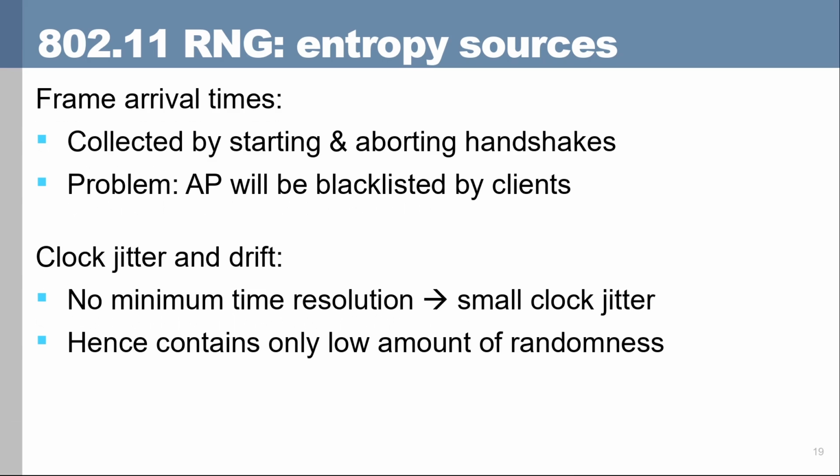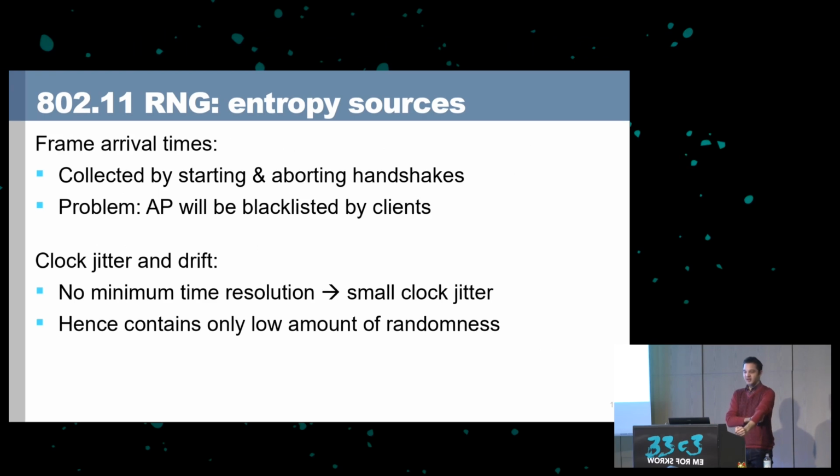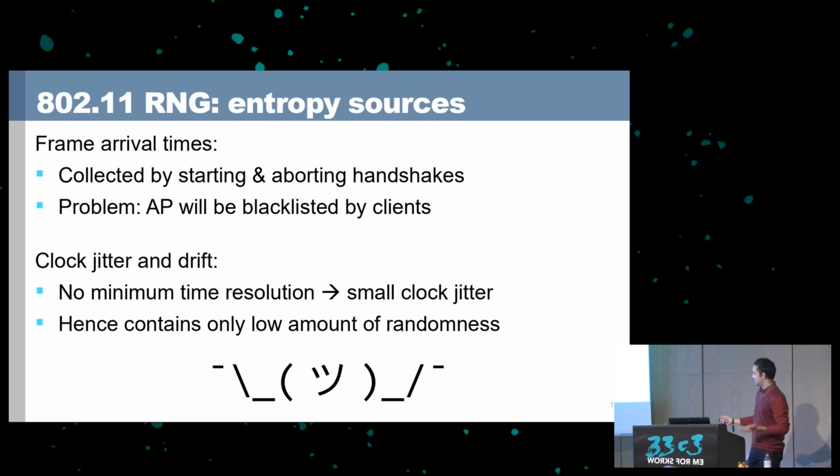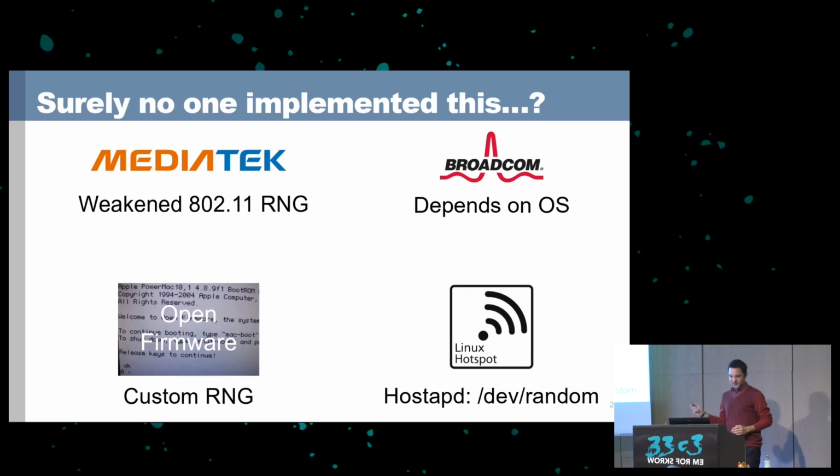After I saw this, I thought to myself, okay, this is basically a big mistake of the standardization people. Surely everyone realized that this was bad, and they implemented something better. But when I actually looked at code, it was really like, what the hell are they doing? If we look at vendors, we have, for example, MediaTek. It used to be called Ralink, and they implement this random number generator almost as specified, with a few changes, and those changes actually weaken it a bit more.